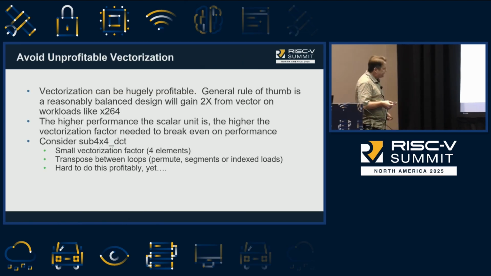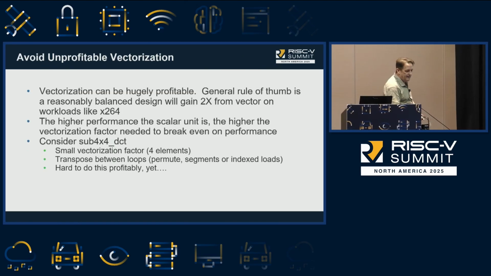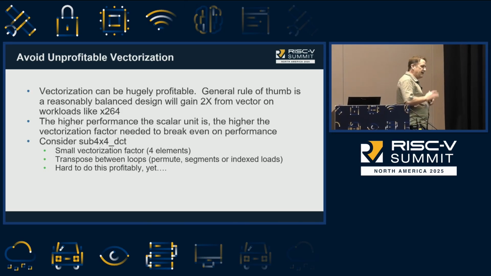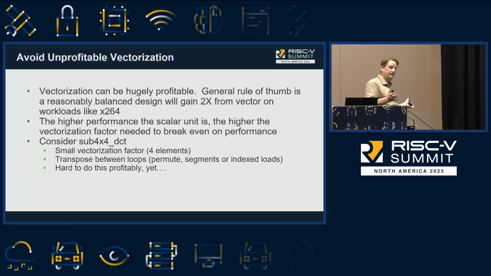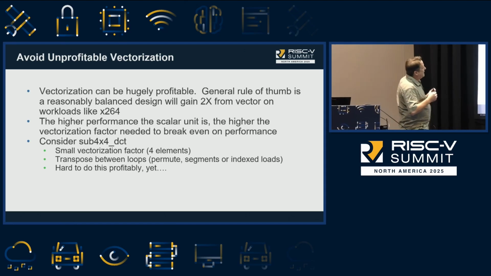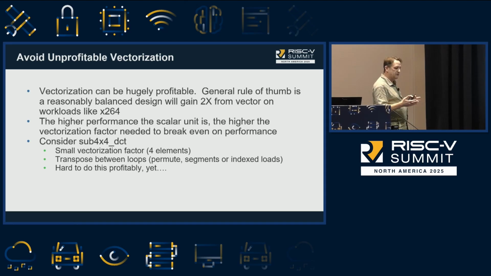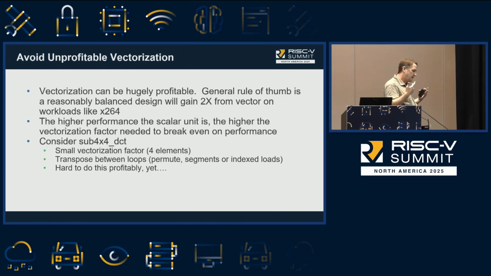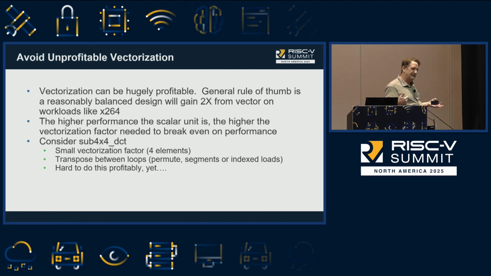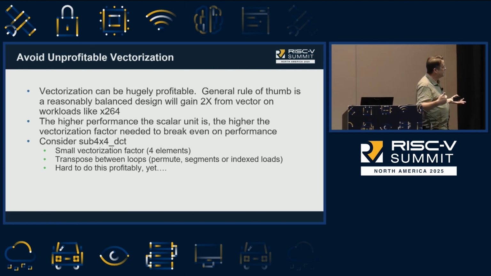Unprofitable vectorization. So, in the right circumstances, vectorization could be hugely profitable, a factor of 2 in aggregate across something like x264. But you have to be really careful that you don't end up with a mismatched architecture. So if you have the ability to do 4 scalar integer operations per cycle, and you're only looking at a 4-wide vector, it's hard to be profitable in that space.